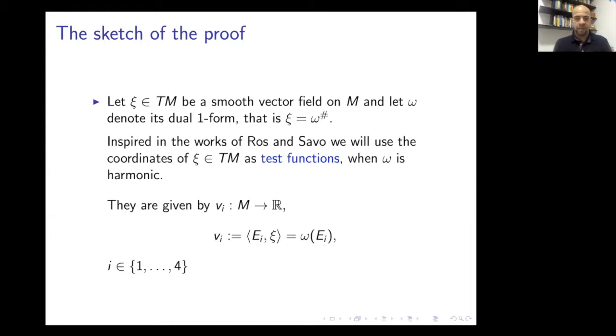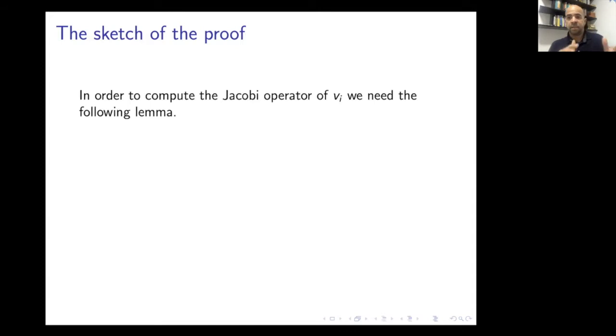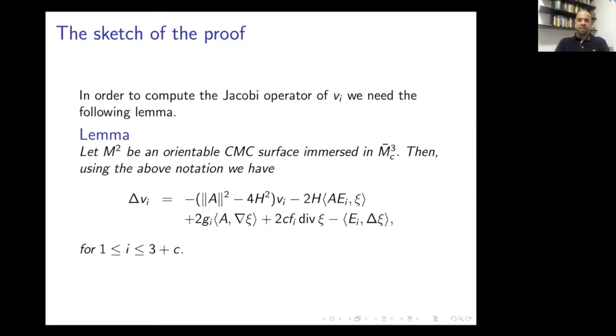And we denote these test functions, these coordinates, by VI for each I. If you are in the case of Euclidean 3-space, we have just I from 1 to 3. And of course, VI can be given as the inner product of EI with C, or equivalently, the 1-form omega applied to EI. So the main step, the main calculation in the proof, is to compute the Laplacian, the Jacobi operator, of these test functions VI, and the main part of the Jacobi operator, of course, is the Laplacian. And it's given by this lemma here.